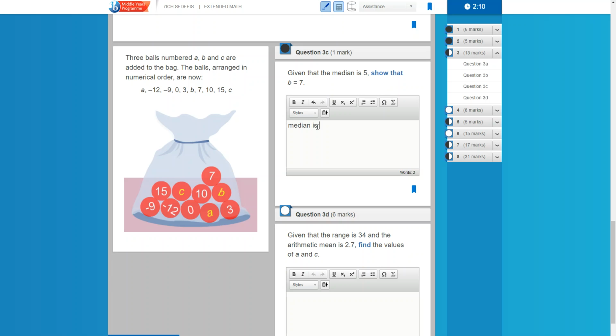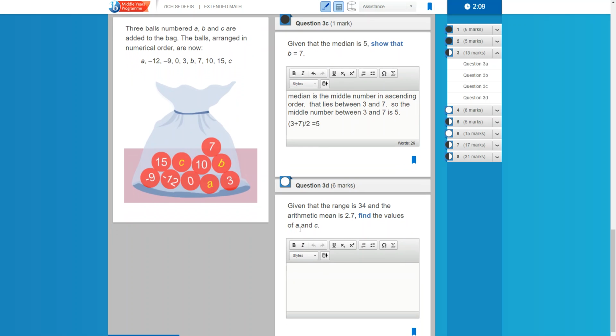So the median is the middle number in ascending order, that lies between 3 and 7. In this case, 3 and 7. So the middle number between 3 and 7 is 5. You could even say 3 plus 7 divided by 2. Let's just find the middle number.